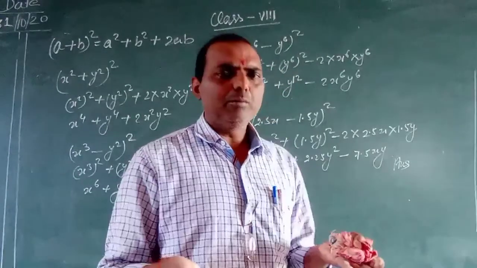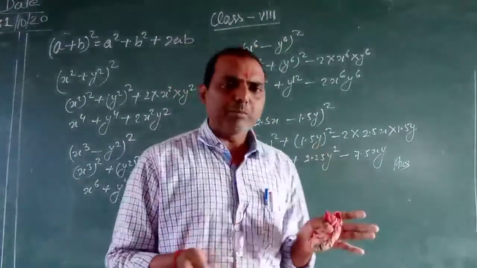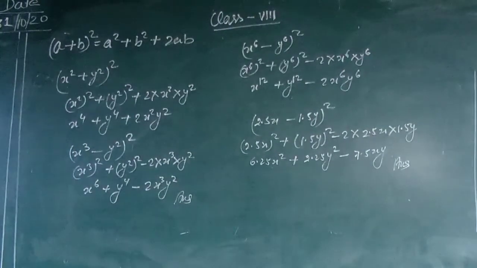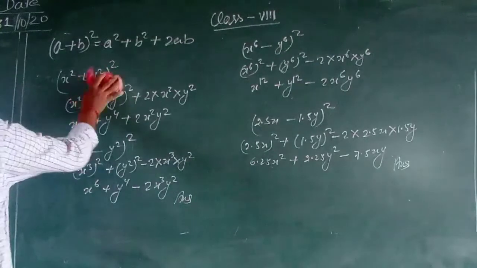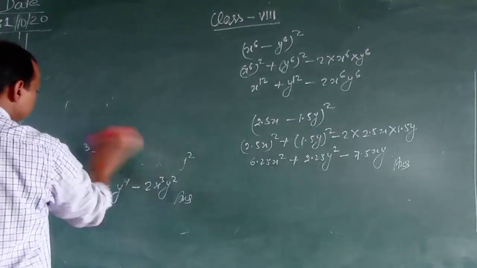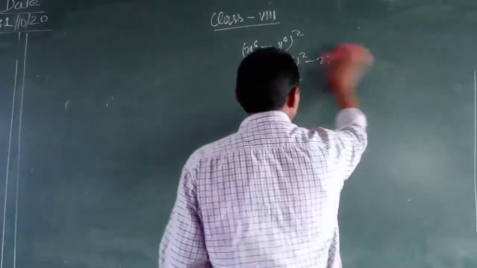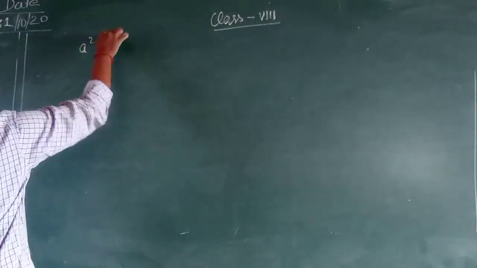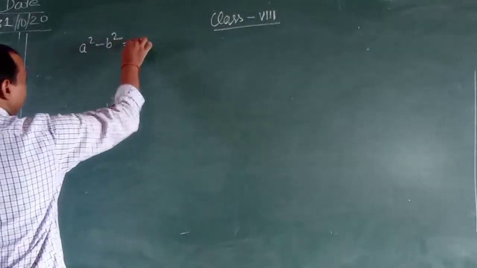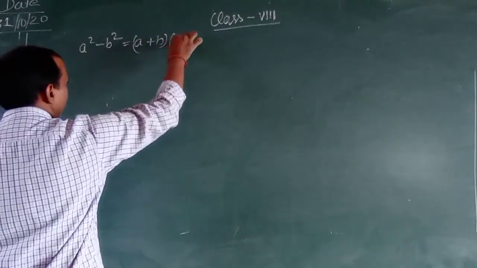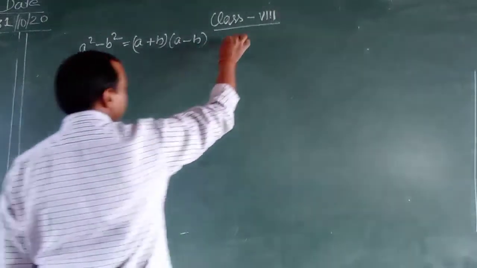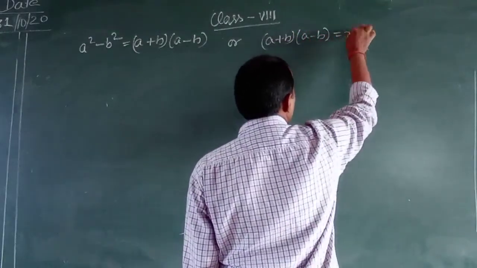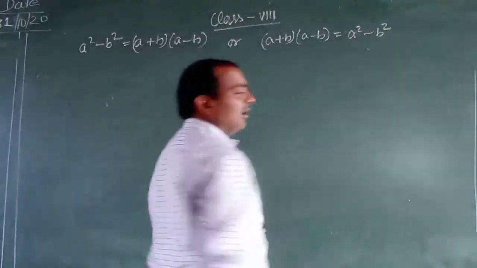यानी वेरियस टाइप्स के प्रॉब्लम हो सकते हैं, सेम प्रोसेस है, सेम प्रोसेस यूज करके आप उसे एक्सपेंड कर सकते हैं। Now see the next: if a square minus b square, it can be written a plus b into a minus b, or a plus b into a minus b equal to a square minus b square.